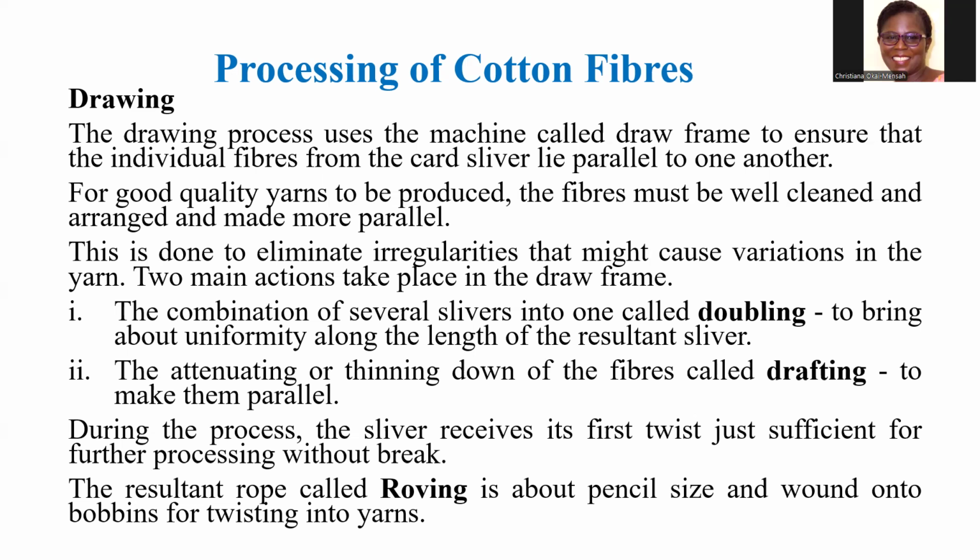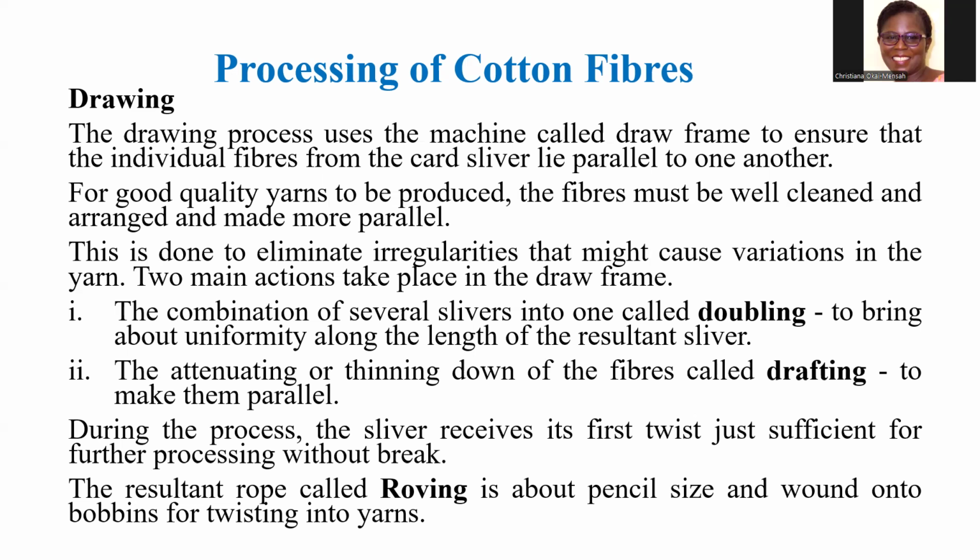So during the drawing process, two main actions take place. And these actions are, one, combination of several slivers into one, and that is called doubling. So we combine a number of the slivers together to bring about uniformity along the length of the resultant sliver. So after putting a whole lot together, the next action is to attenuate, that is thinning down of the fibers, called drafting, to make them parallel.